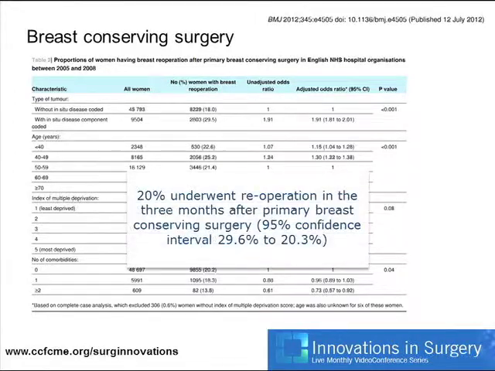This is data that came out of the UK's hospital episode statistics, and it demonstrated that nearly 20% of women having a breast conserving surgery in the UK have a positive resection margin. And of course this has a significant effect if they have to undergo reoperation, not just in terms of cancer prognostic outcomes, but also in terms of cosmesis and in terms of the socioeconomic impact for the healthcare provider.